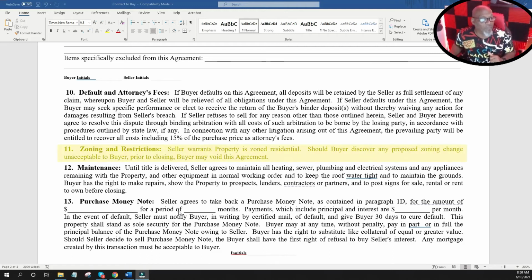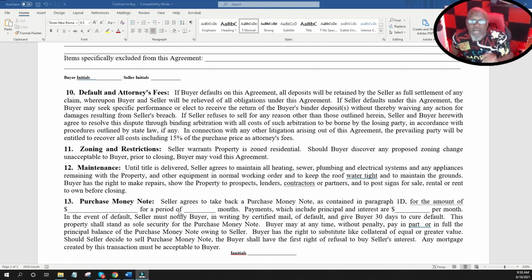Number 11, zoning and restrictions. Seller warrants property is zoned residential. Should buyer discover any proposed zoning changes unacceptable to buyer prior to closing, the buyer may void this agreement. So 11 just talks about zoning and restrictions.